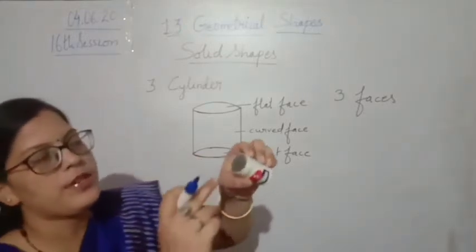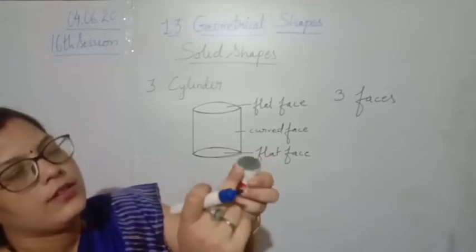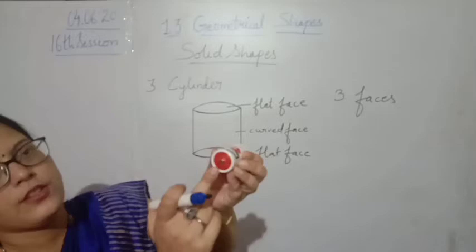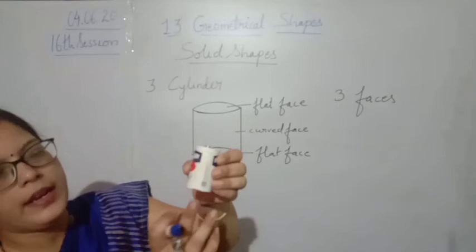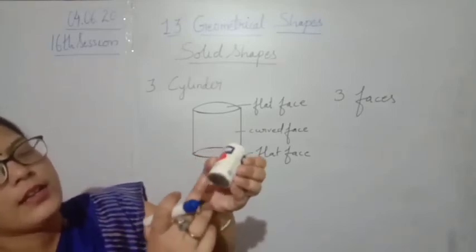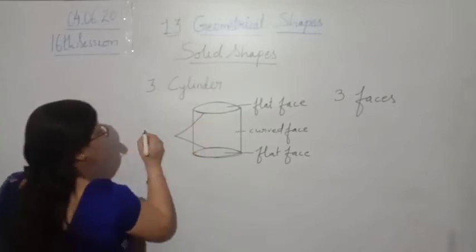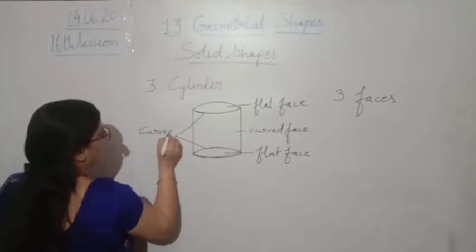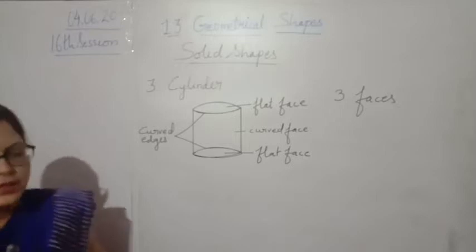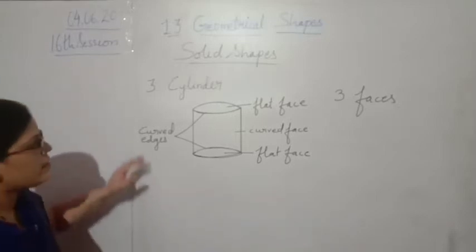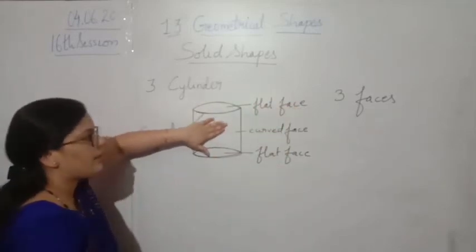Now see in this object, this is the edge. First and second edge, 2 edges are there at the top and at the bottom. And they are curved. So these are curved edges. Clear? So, how many faces does a cylinder shape have? It has 3 faces, 2 flat and 1 curved.